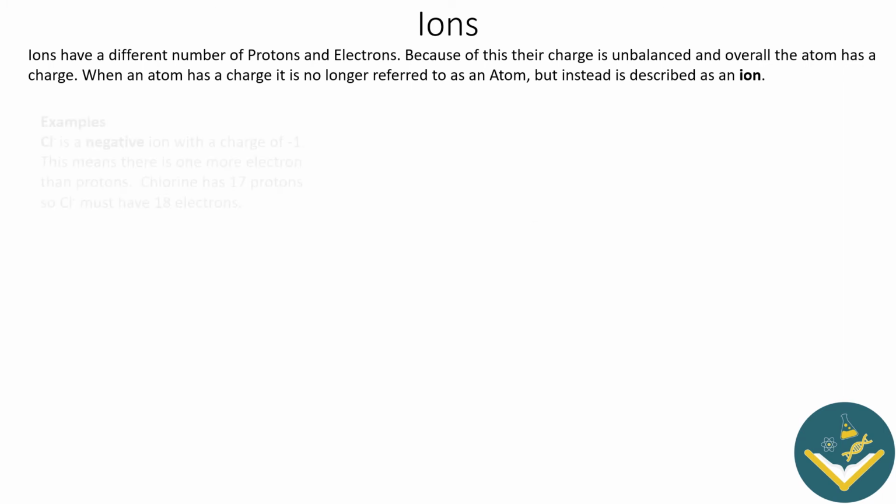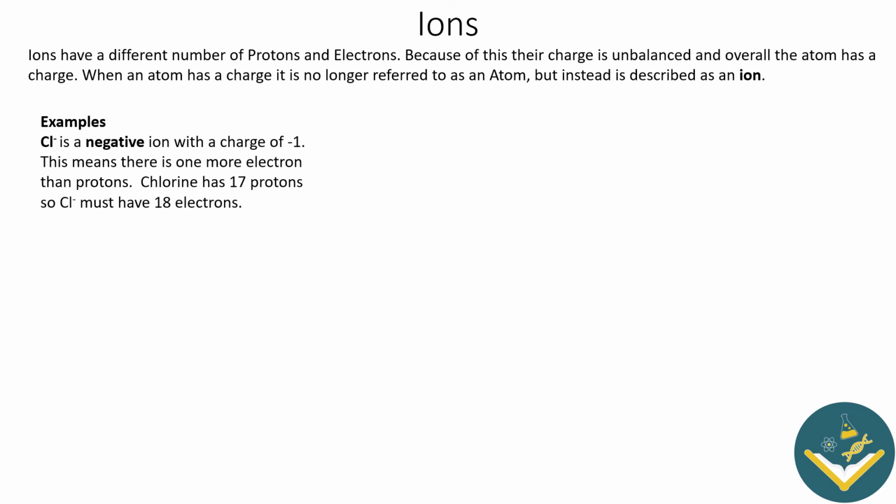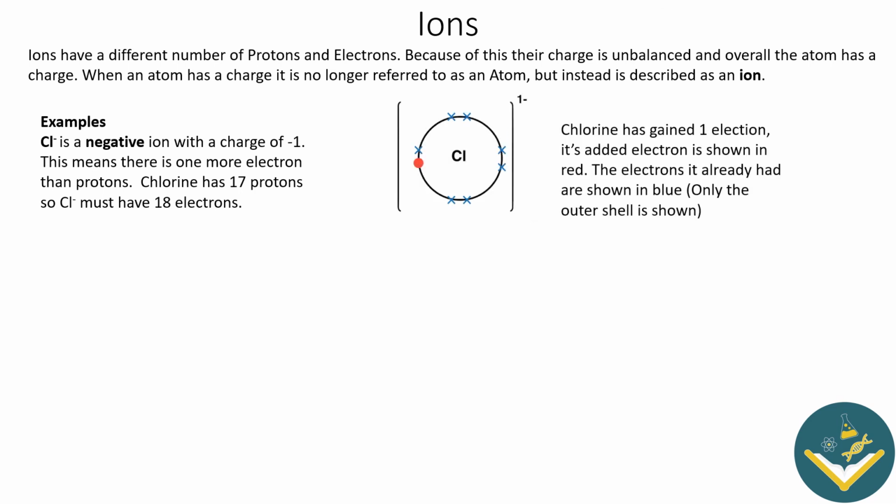Let's look at some examples. To start off with Cl-. Now, Cl- is a negative ion with a charge of -1. What that means is that there is one more electron than there are protons. Chlorine has 17 protons, which you can check by looking at the periodic table. Therefore, Cl- must have 18 electrons. We can see this in the diagram here that chlorine has gained 1 electron, and it's shown in red, while the electrons it has natively are shown in blue.